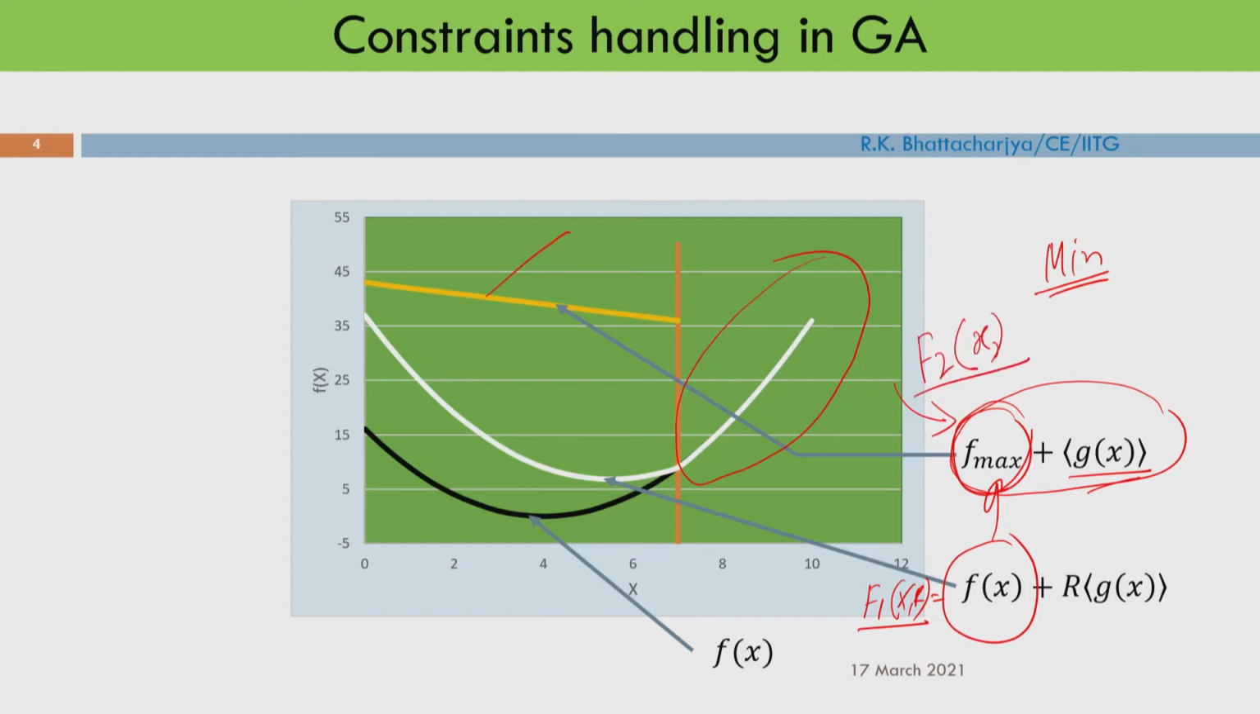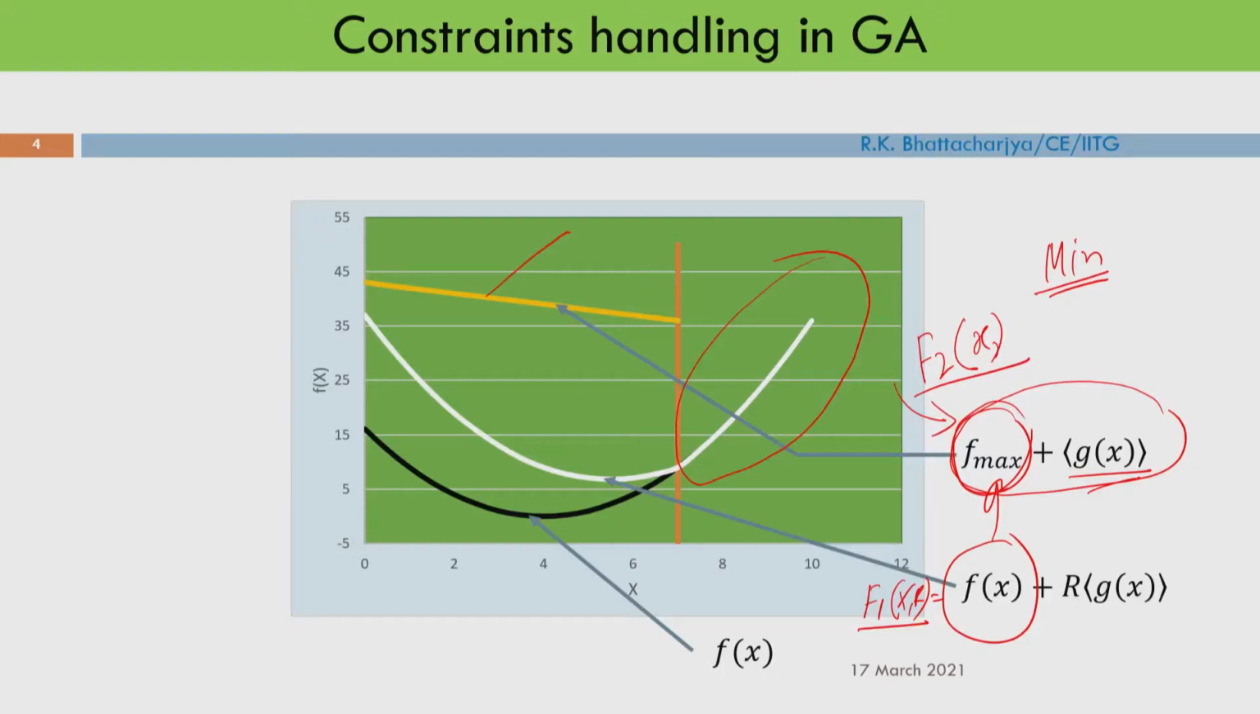In this case there is no penalty parameter. In case of the classical method, we have used a penalty parameter, but here there is no penalty parameter and we are just using f max plus g(x). So, I am getting this function. I can say that this is my f2(x). And this particular function is f1(x, r). We have a penalty parameter in this case, but in this case we do not have the penalty parameter.